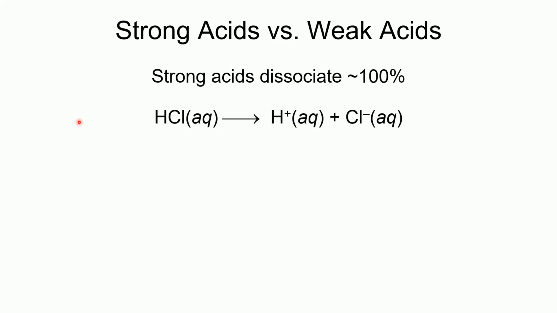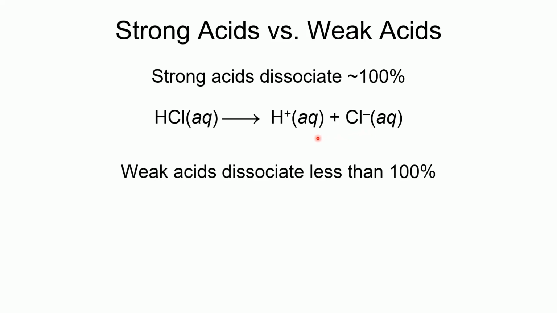For example, hydrochloric acid is one of our examples of a strong acid. HCl, you put it into water, and essentially 100% of the hydrogen chloride molecules will dissociate to give you hydrogen ion and chloride ion. Conversely, weak acids dissociate somewhat less than 100%.